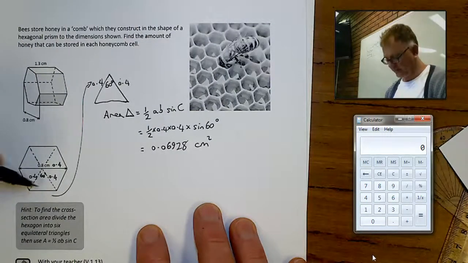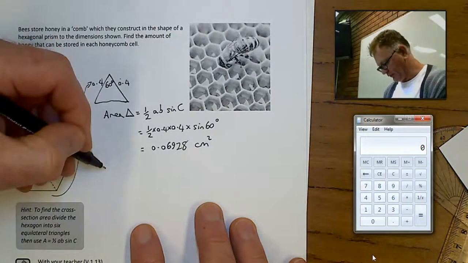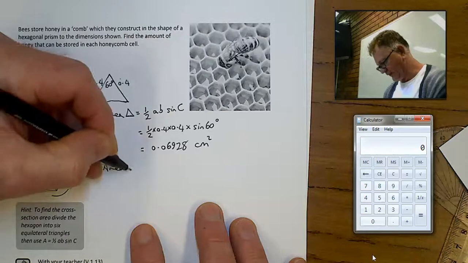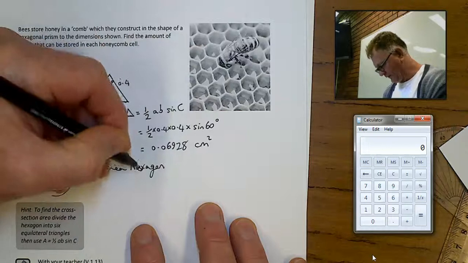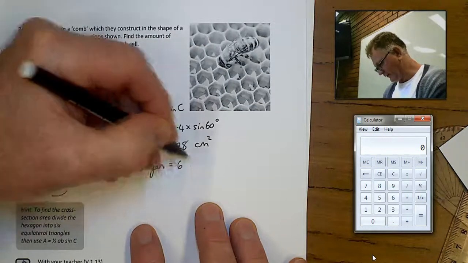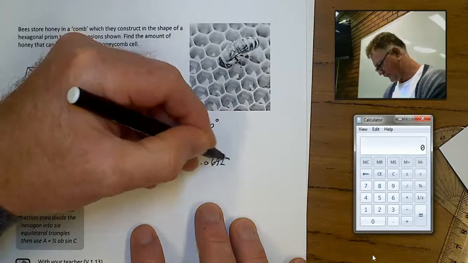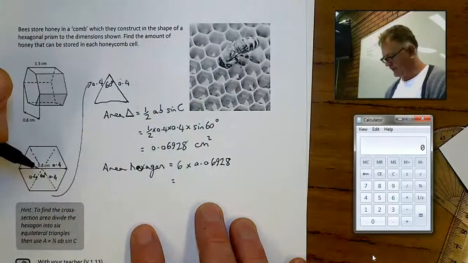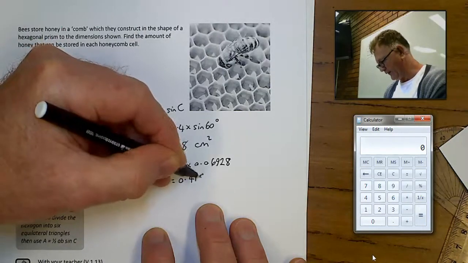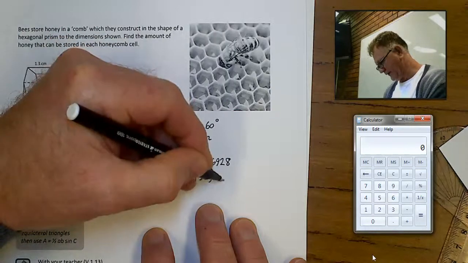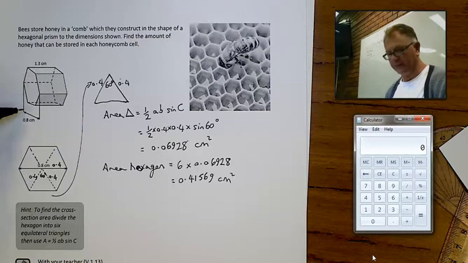But the hexagon, the hexagonal end shape, has got an area which is made up of 6 of those. So we could put area of the hexagon is equal to 6 times that. And on your calculator, that will work out to be 0.41569 centimetres squared. So that's worked out the area of the hexagonal base of the prism.